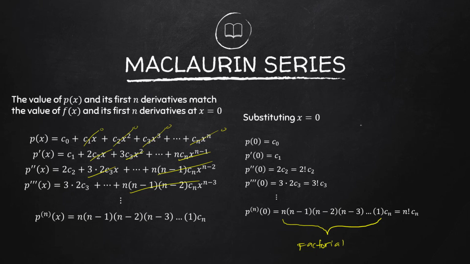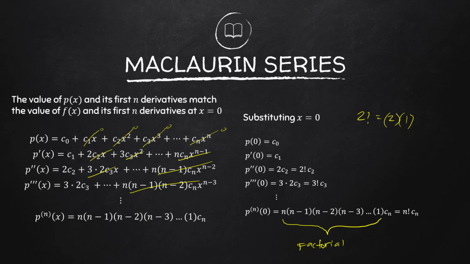Pag sinabing factorial, for example, yung 2 factorial, this is equal to 2 times 1. You should always end with 1. Because if you multiply this by 0, then this will become 0. That is not the case. It should be just up to 1.